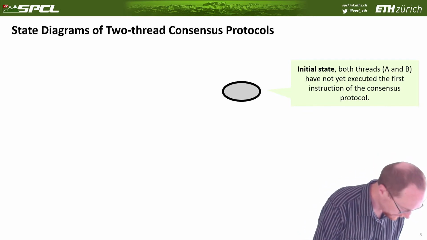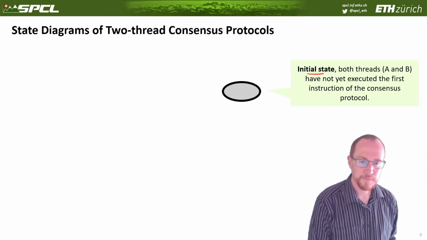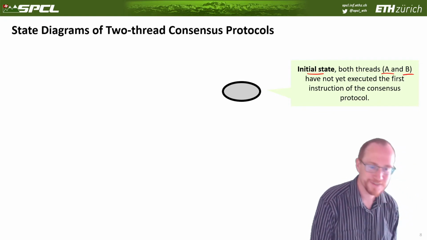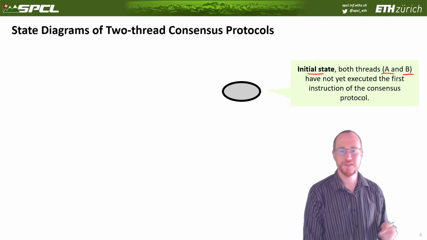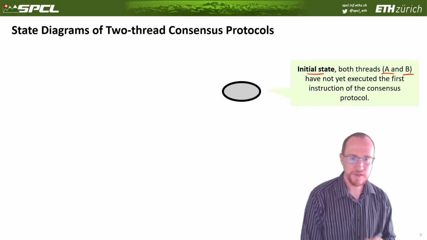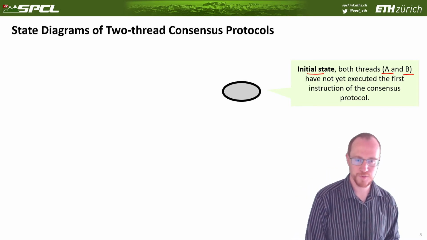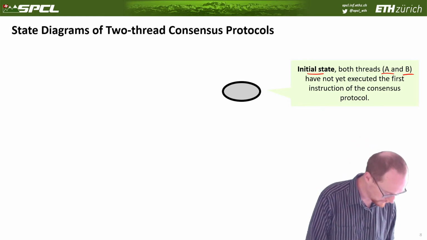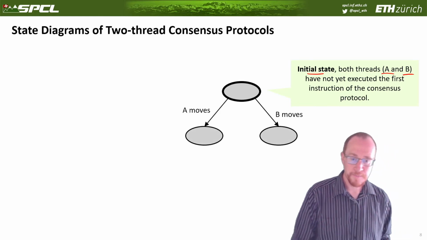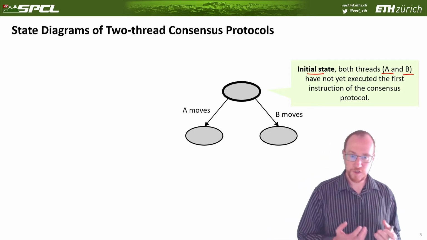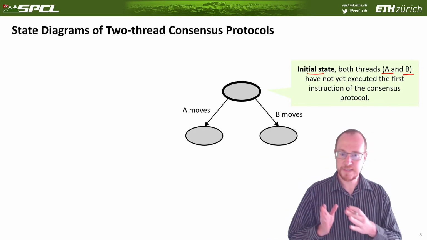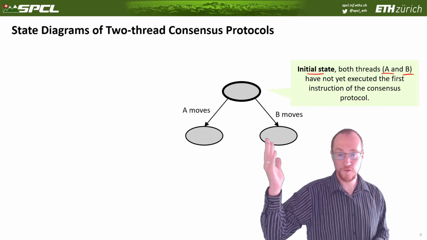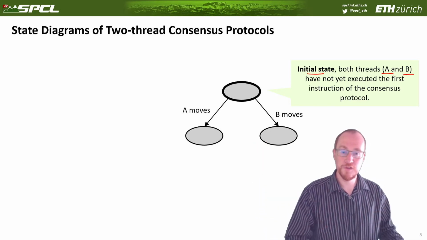But basically, there's always an initial state where I have threads A and B. We called them 0 and 1 before, but now let's call them A and B. They have not even executed the first instruction of the consensus protocol. So this is the initialization state. Nobody has done anything. This always exists. And then, depending on which thread moves in the sequential version of this parallel protocol, either thread A could move or thread B could move. And they move into a new state.